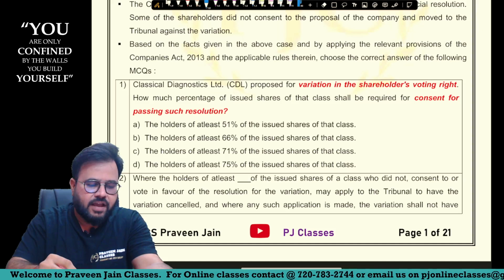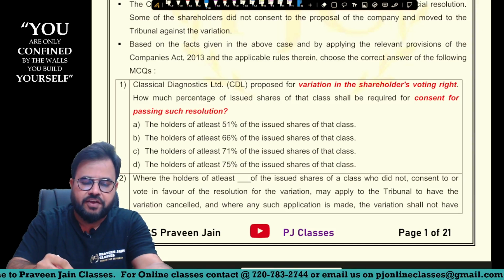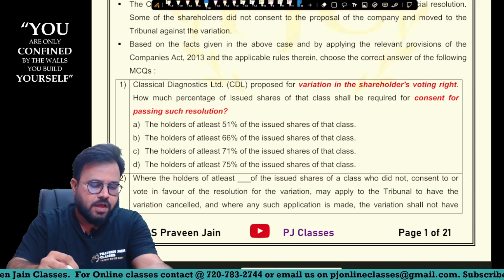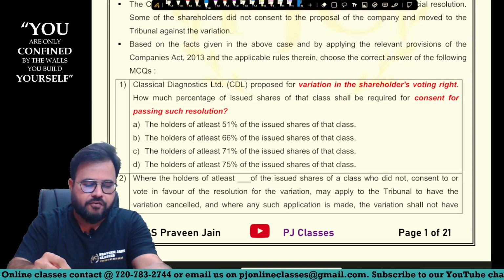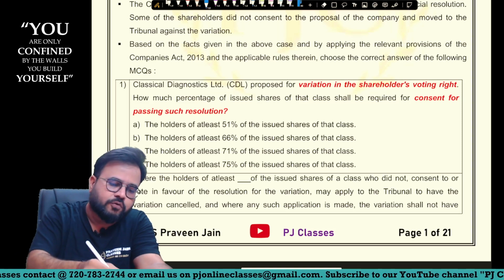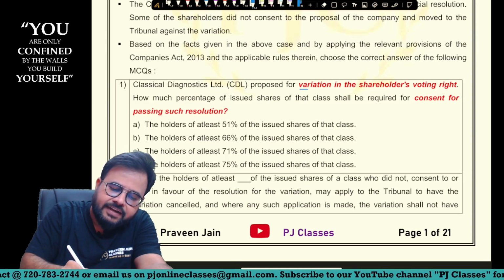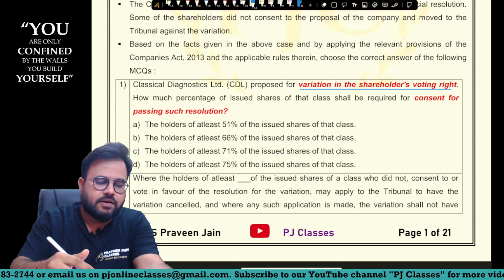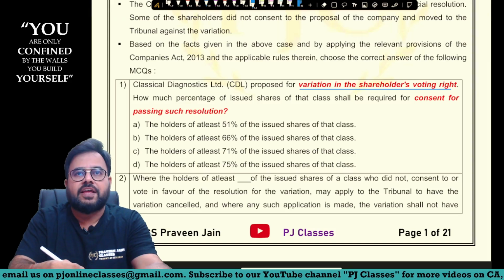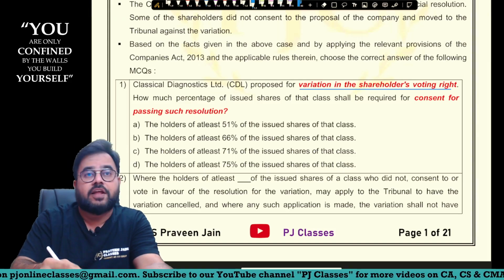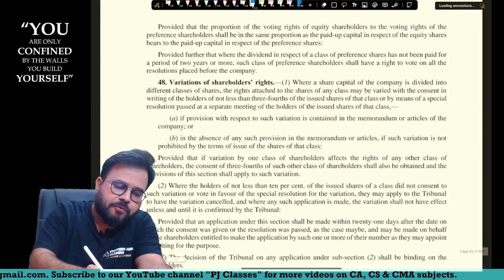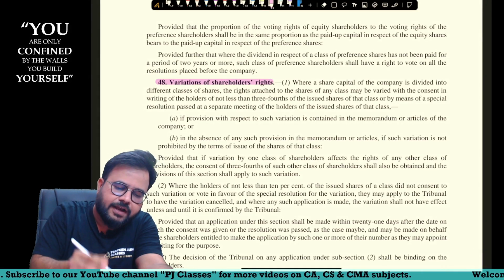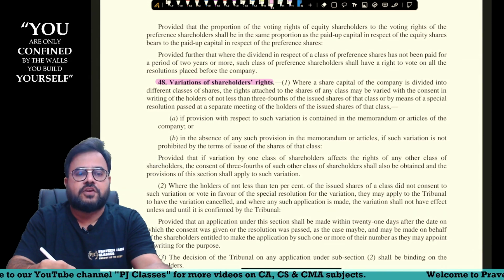Classical Diagnostic Limited proposed a variation in shareholders' voting right. How much percentage of issued shares of that class shall be required for consent for passing such a resolution? I just highlighted the keyword here. Here the company wants to vary the shareholders' voting rights. If a company wants to vary the shareholders' voting right, we have a provision in section 48 which talks about variation of shareholders' rights.